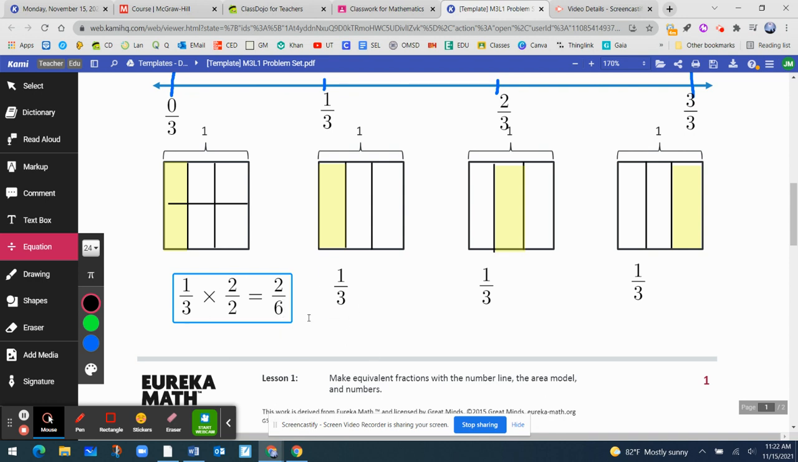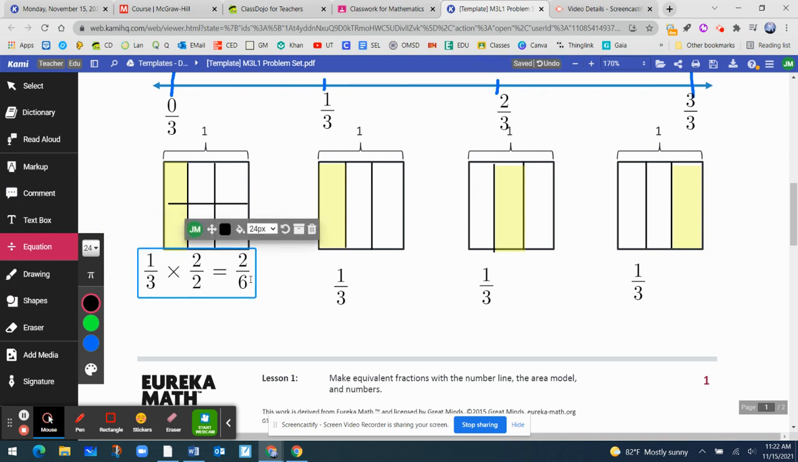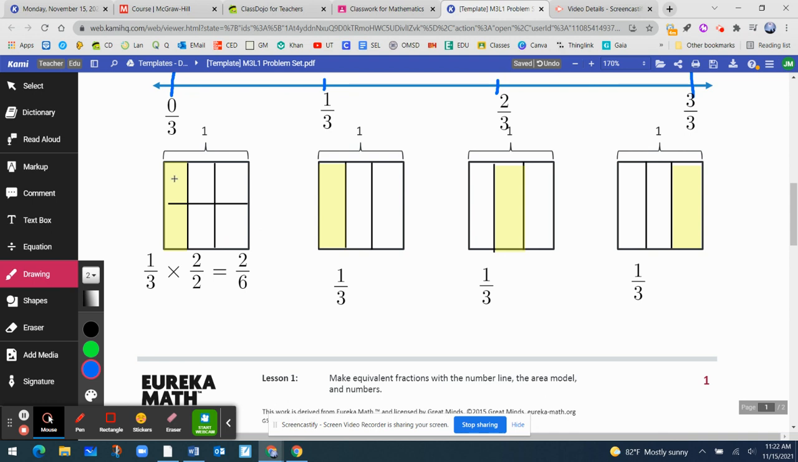So the equivalent fraction for 1/2 in this particular shape will be 2 sixths. And that, my friends, makes sense because this is 1/6, 2 sixths, 2 out of 6. All right, let's continue with the next one.